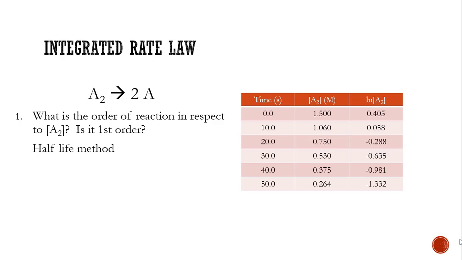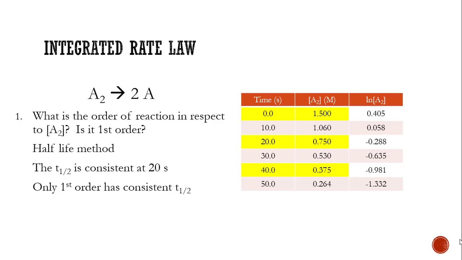You can also see if the data allows you to use the half-life method. If you look at the data, you see that at 0, 20, and 40 seconds, you go from 1.5 to 0.750 and 0.750 to 0.375 molar. So you can say that the half-life is consistent at 20 seconds. Only first-order reactions have a consistent half-life. So once again, yes, this is a first-order reaction.